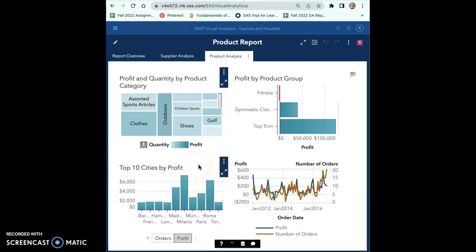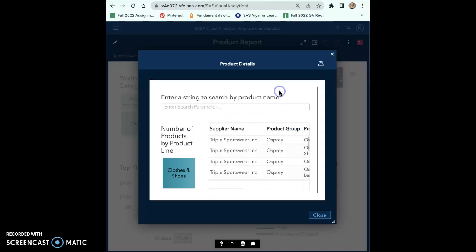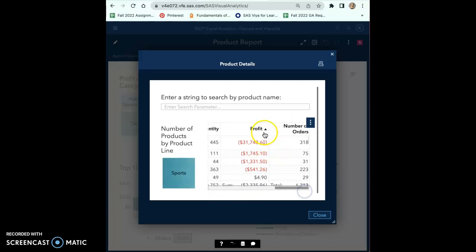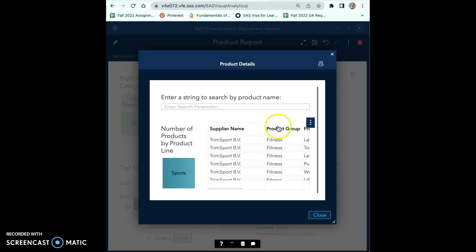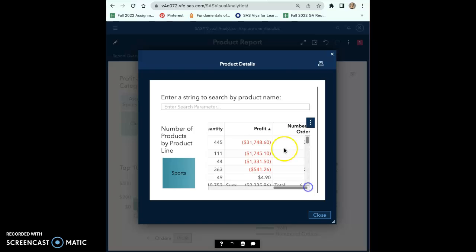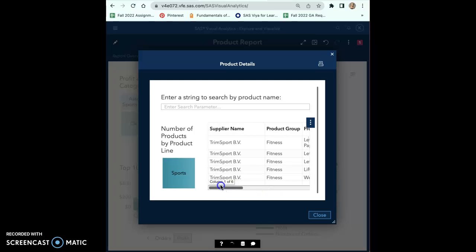The next question that we're going to answer is do any fitness products generate loss? So we're going to double click on this bar, slide over, and we have this in ascending order. Just to make sure, we'll do it again. This is descending order, so we're going to profit, ascending order. So we can see that the profit is lower than 0, meaning that they're at a loss for these 4 suppliers. Clicking out of that.